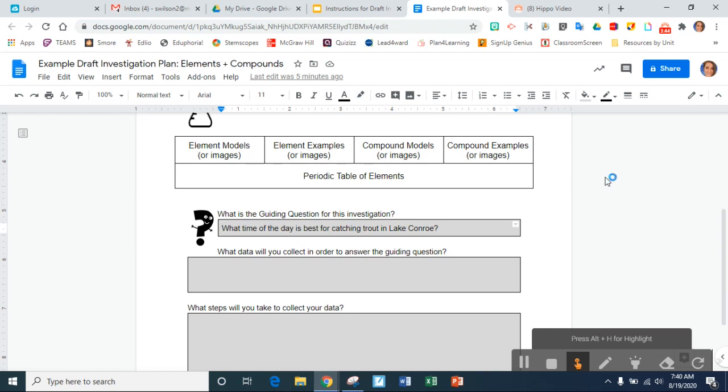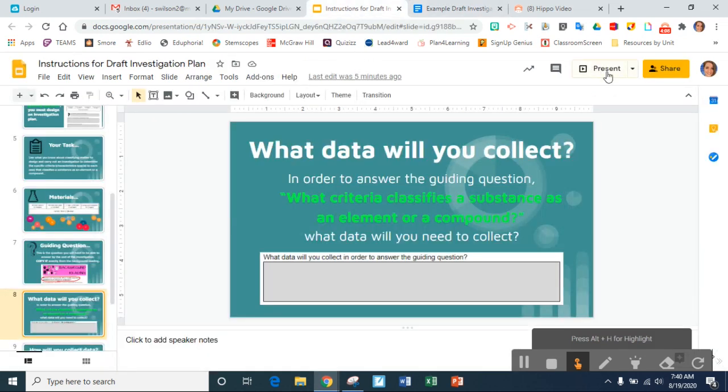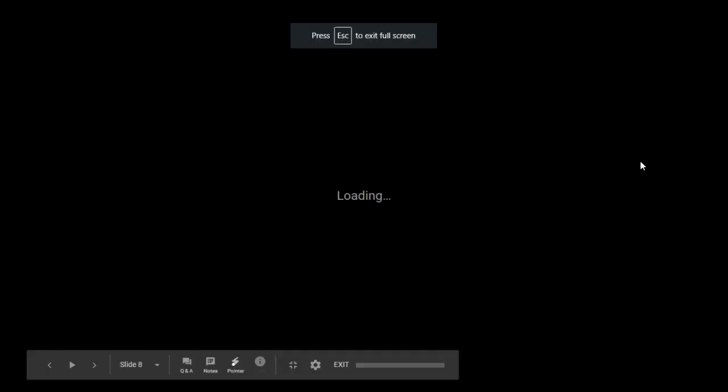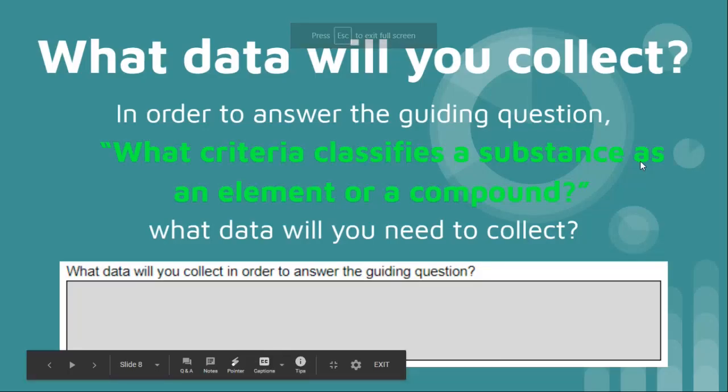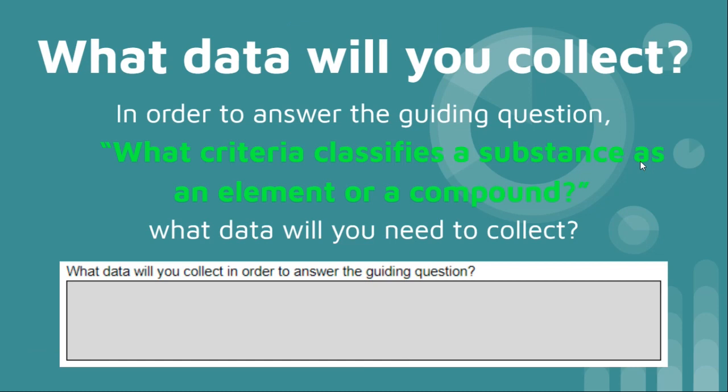How am I going to be able to answer that? Well, in order to be able to tell you what time of day is best, I'm going to need to know when I catch the most fish. So the number of fish that I catch is going to be the data that I collect. Number of fish caught. That's how I'm going to measure and answer that question. So you'll need to think about, in our investigation, if I'm trying to determine what characteristics classify a substance as an element or a compound, what do I need to know in order to answer that question?